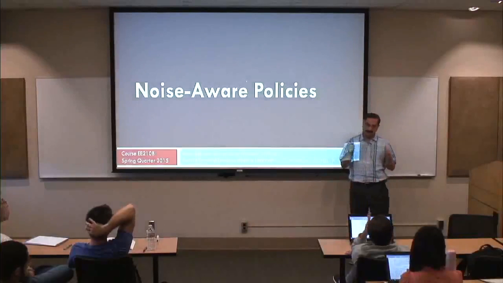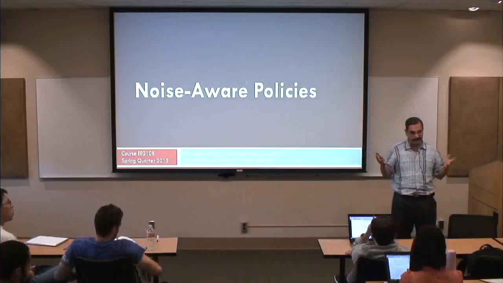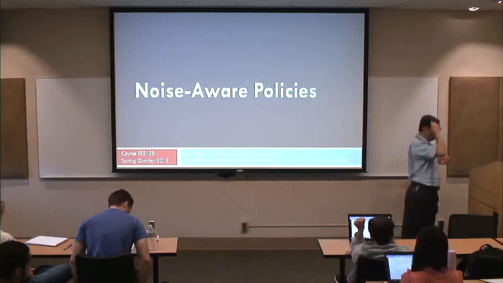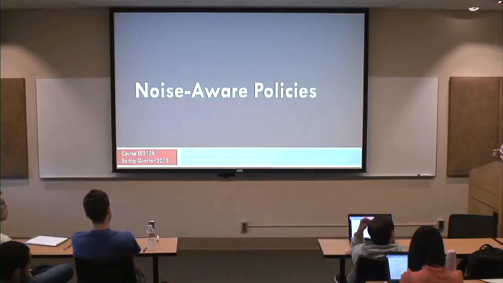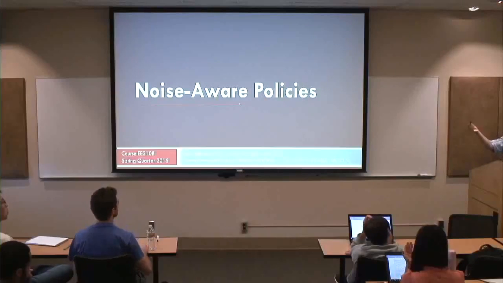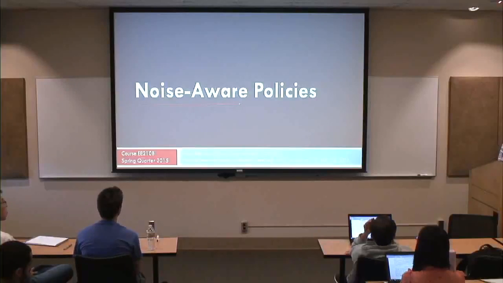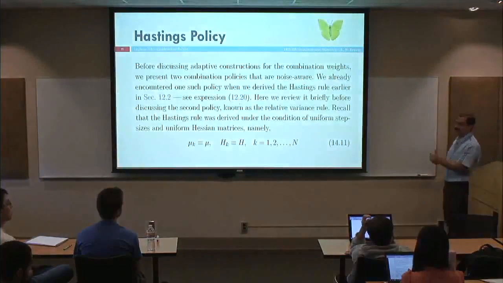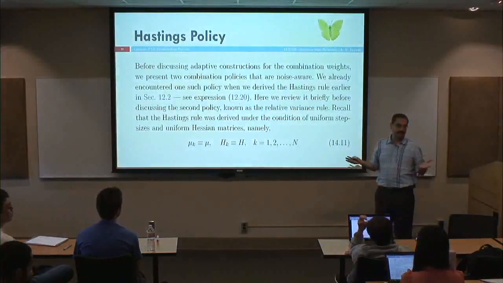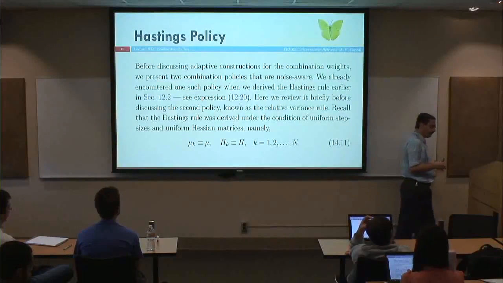I will derive it not for MSE networks, but more generally, for broader networks. So I'm talking now about noise-aware policies, not static policies. These are adaptive policies now. If you know the noise, you can put it into the expression. If not, you have to learn it. One noise-aware policy that you already know about is the Hastings rule. We derived it before, right?